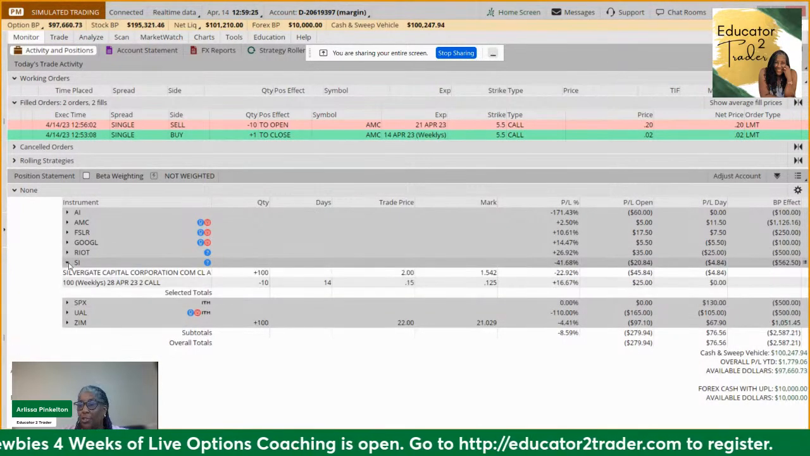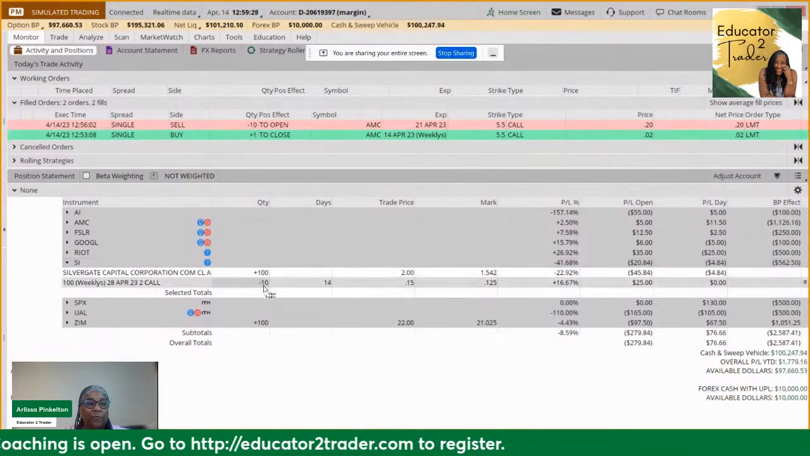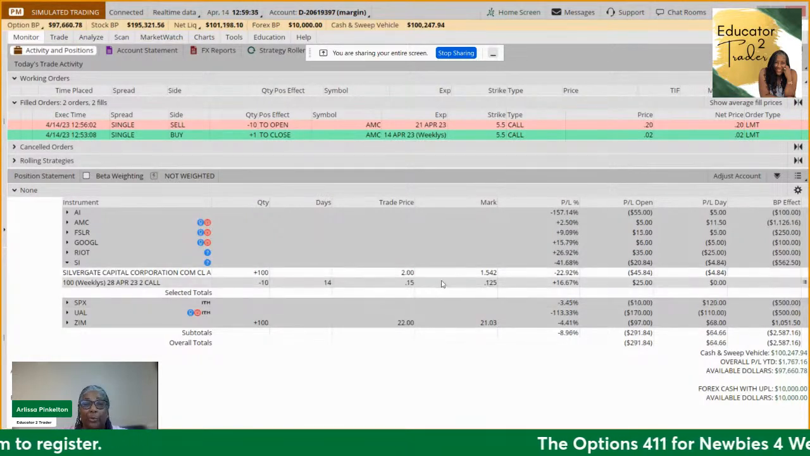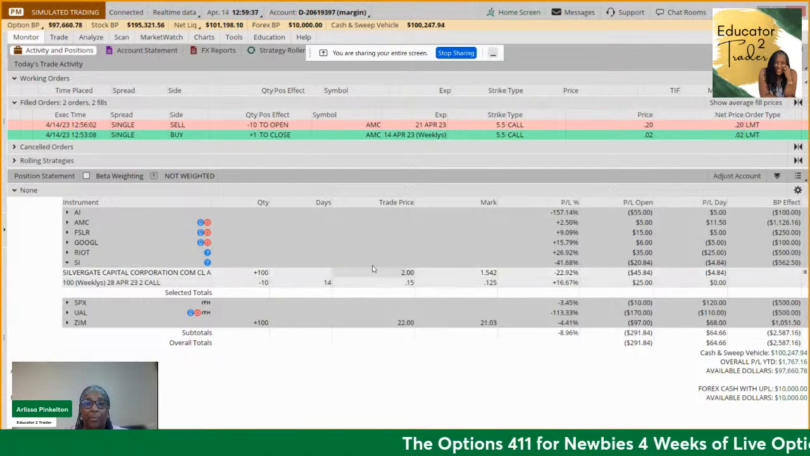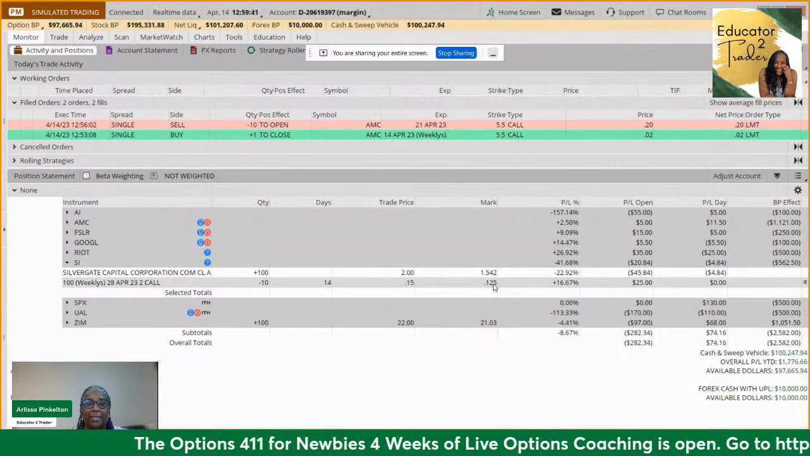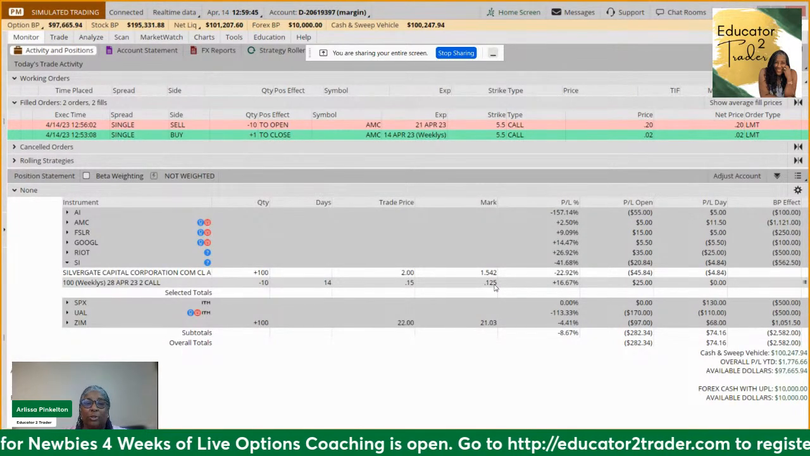Okay, so SI, or Silvergate Capital, we sold. I'm not sure how it sold all these. It was supposed to only sell one covered call, but it is still a profitable trade at this point. We traded and collected $15. It's now worth 12.5. So this trade is worth $2.50 on its own.